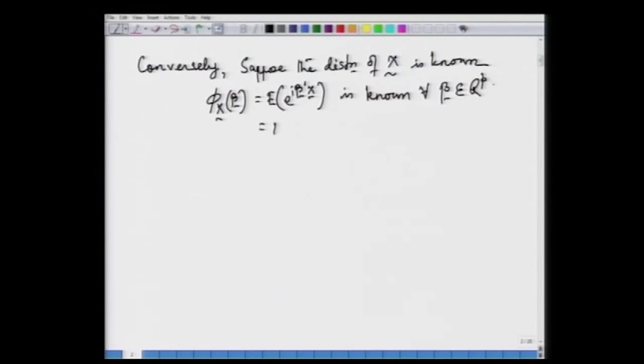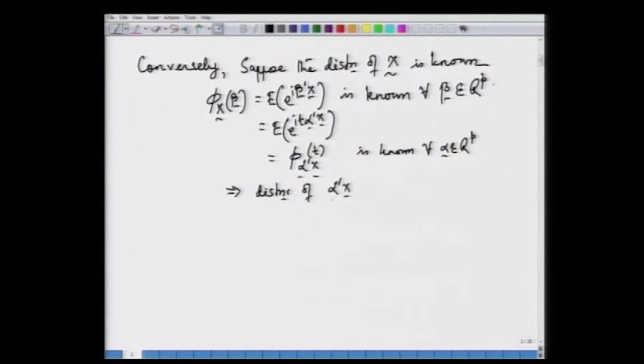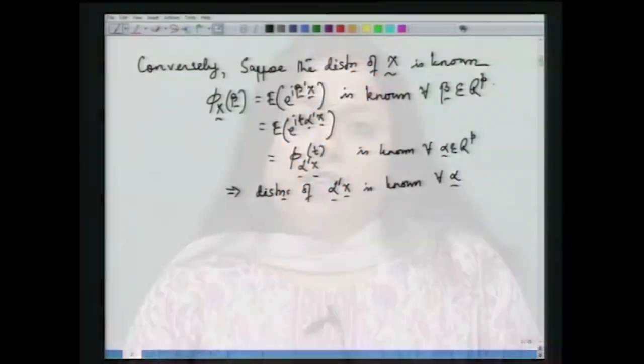Similarly, I can write that this is nothing but e power i t alpha prime x, known for all beta, or now for all alpha, because beta prime is nothing but t alpha prime, and this is nothing but the characteristic function of alpha prime x at t. This is known for all alpha, implying that the distribution of alpha prime x is known for all alpha, thereby completing the proof. This is the Cramer-Wold theorem.